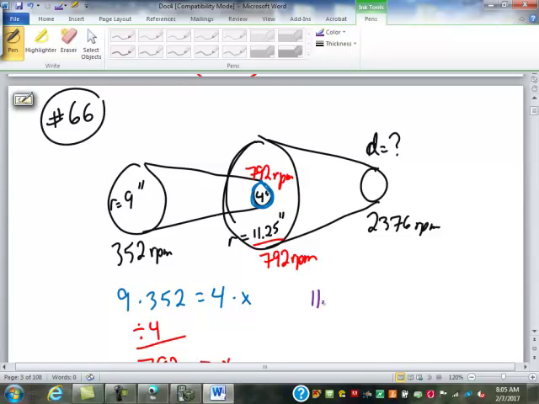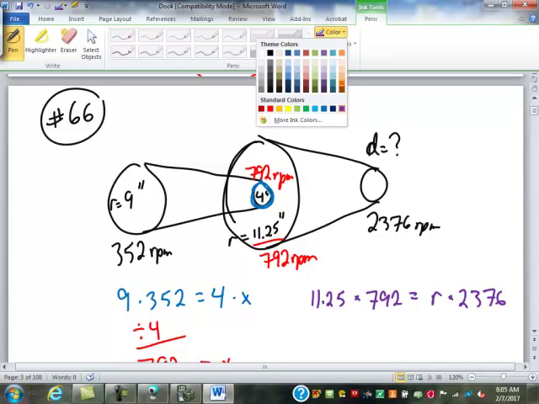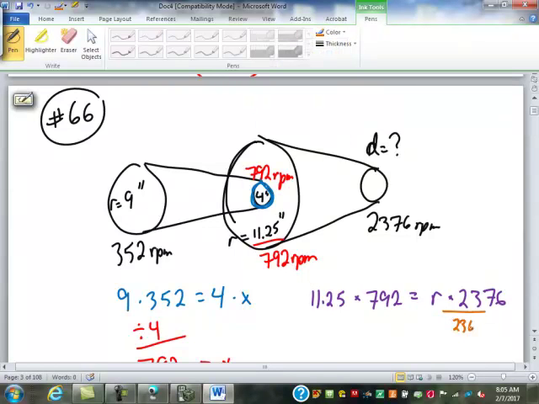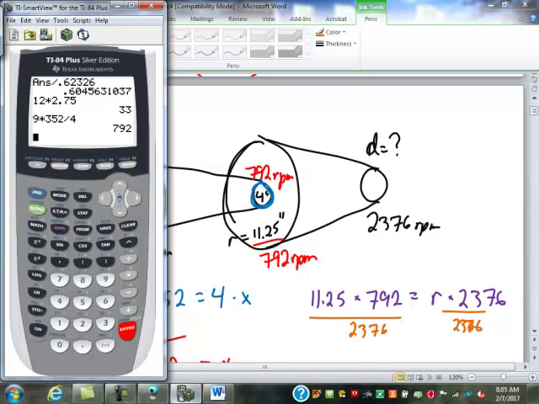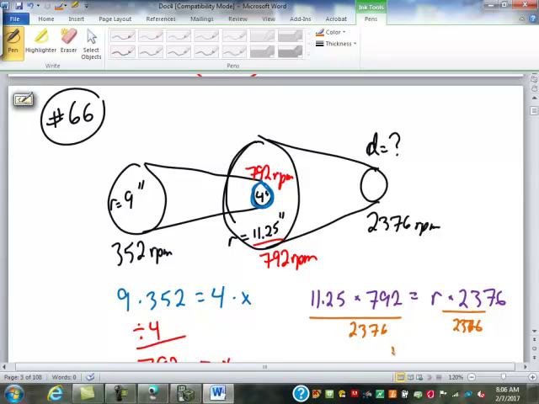So that means I've got the 11.25-inch pulley times 792 equals whatever that radius is times 2376. So I'm going to divide by the 2376 here. So 792 times 11.25 divided by 2376 is 3.75. Is that my answer? No, that is a radius. I asked for the diameter, so we have to multiply by 2. It is 7.5 inches.